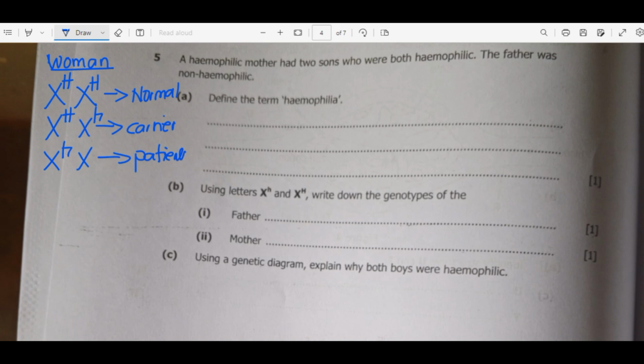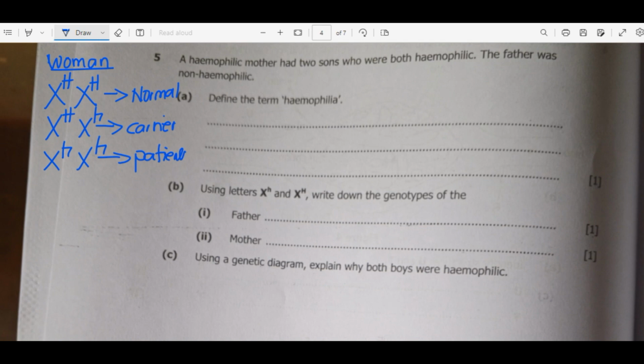So here we have H, also here we have H. So these are what you are supposed to know about a woman. A woman can be 100% okay, can be a carrier, or can be a patient. Regardless of the letters that you are using, a patient must have small letters, a carrier must have a small letter and a capital letter. Then the normal must have capital letters.